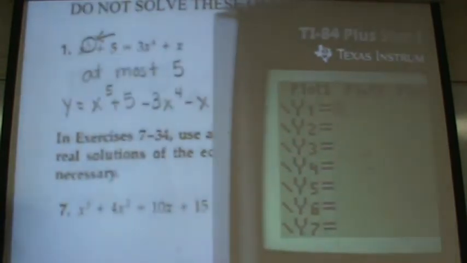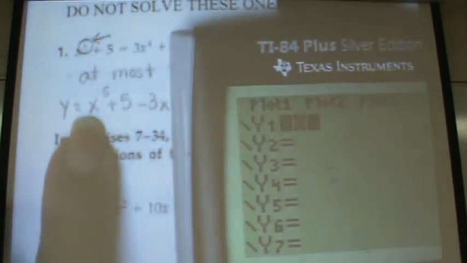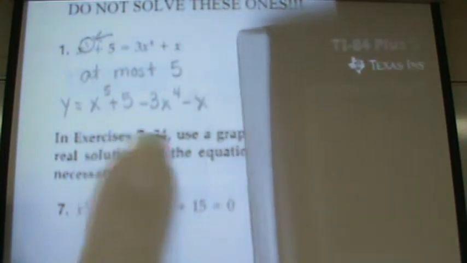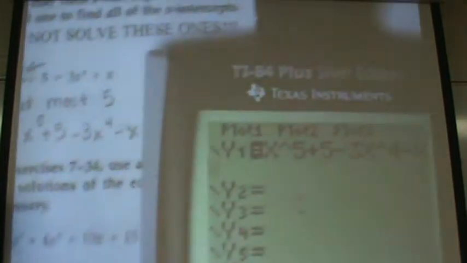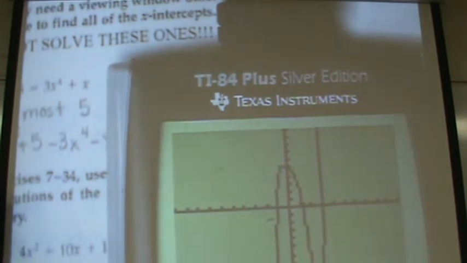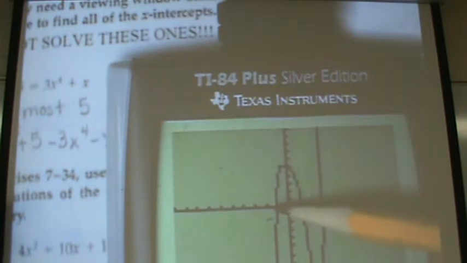I'll do both calculators. X to the 5th plus 5 minus 3x to the 4th minus x. Now when I hit graph, now look at this. My left and my right are going up and down. Remember how we learned that last year? So how many times do you see this thing hitting the x-axis? 3. So guess how many solutions there are? 3.